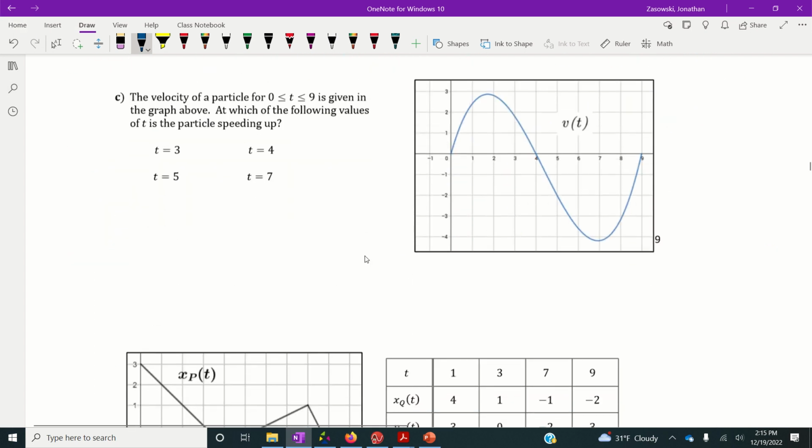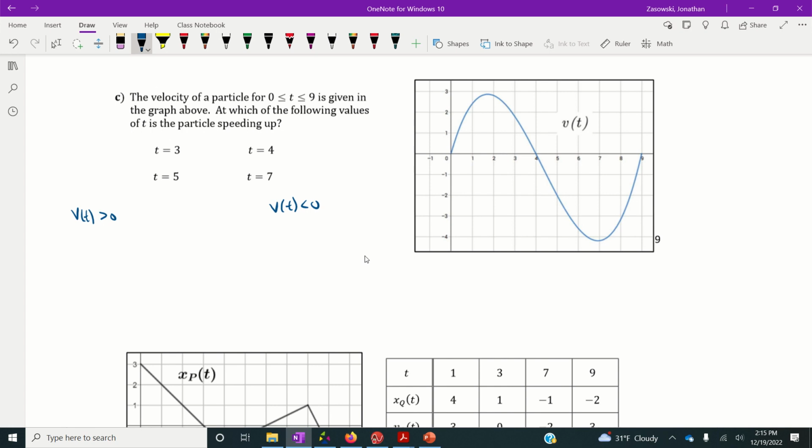All right, for C. The velocity of the particle for t in between 0 and 9, including 0 and 9, is given in the graph above. At which of the following values is the particle speeding up? Now remember, this is the velocity. So we know that we want to have the same sign. We want to know where is v of t greater than 0, and then where is v of t less than 0, okay? And then we're also going to check that with the acceleration.